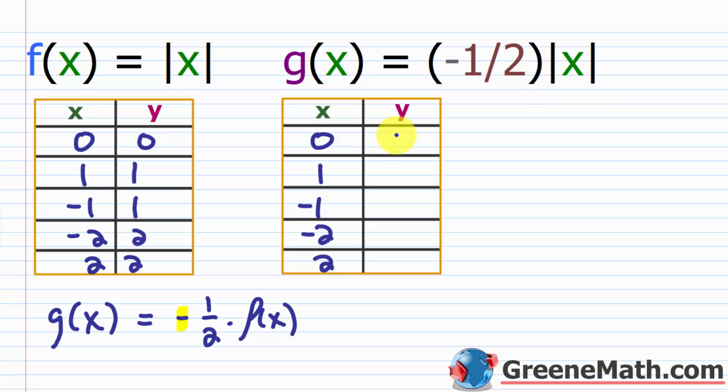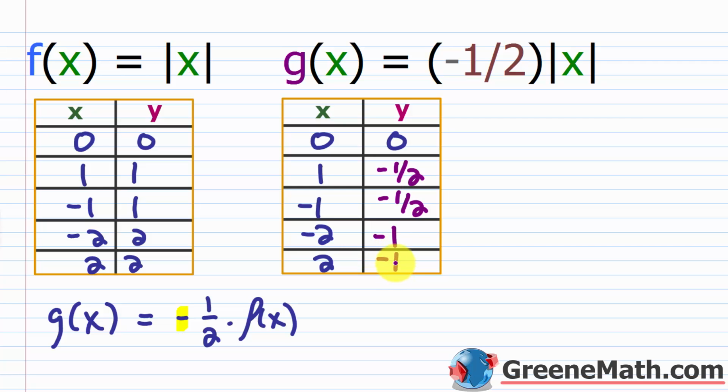So 0, there's no change. Multiply 1 by -1/2, it's -1/2. Multiply 1 by, again, -1/2, it's -1/2. Multiply 2 by -1/2, it's -1. Again, 2 times -1/2 is -1.